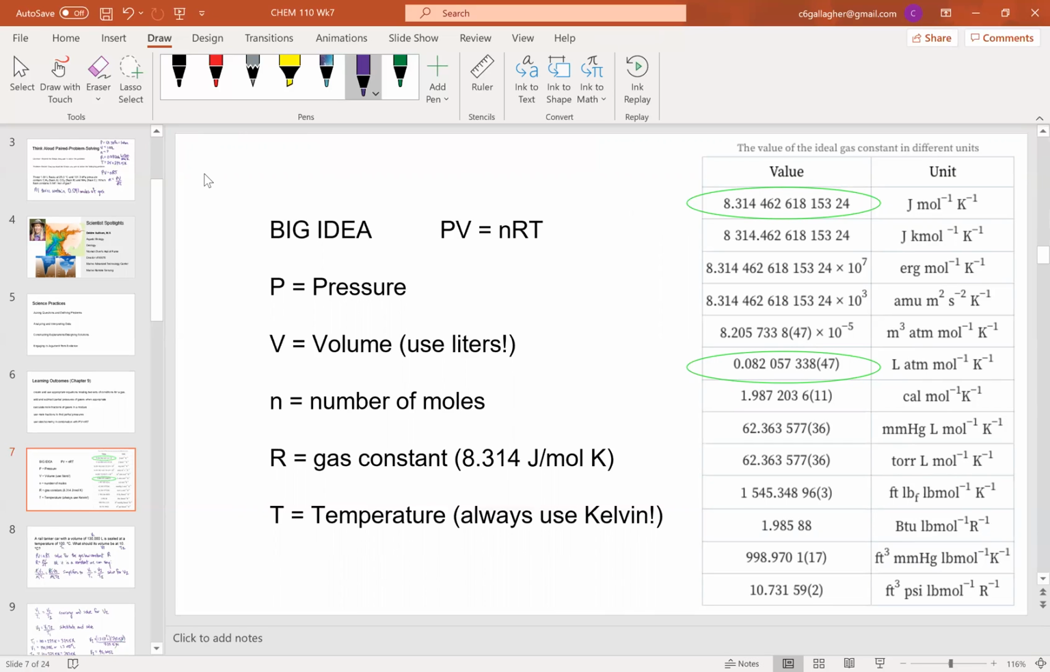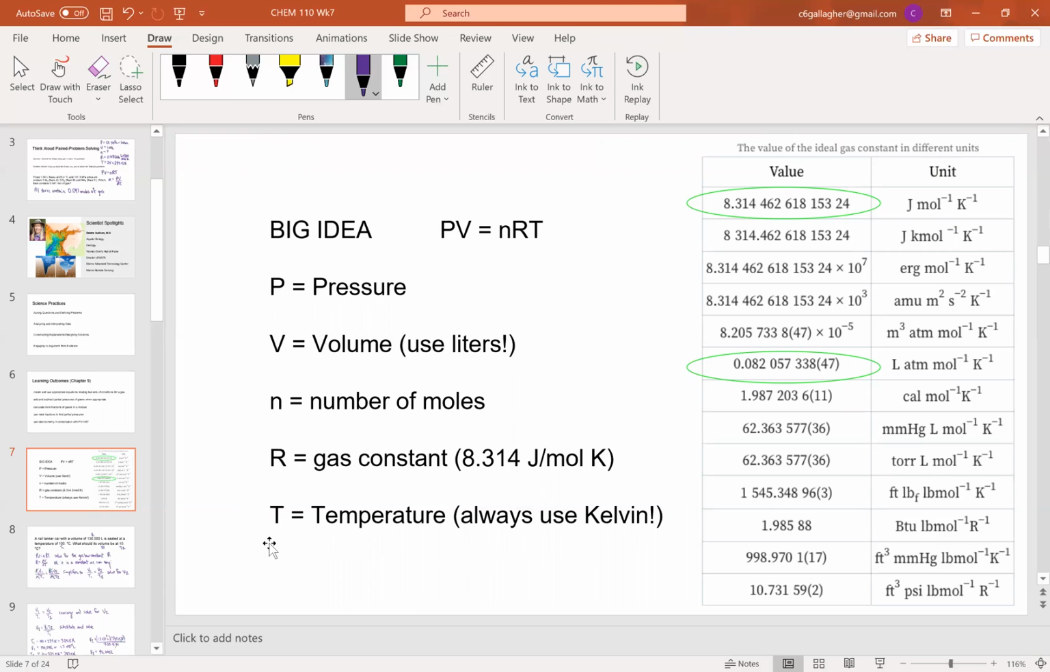The most important part is that you know how to interpret that equation. So you know that P stands for pressure, that V stands for volume. We want to make sure we're using liters. That N stands for the number of moles, that R is the gas constant. And here, you're going to have some choice, and you have to make sure that you choose the correct gas law constant. And then T is temperature, and we always want to use Kelvin.